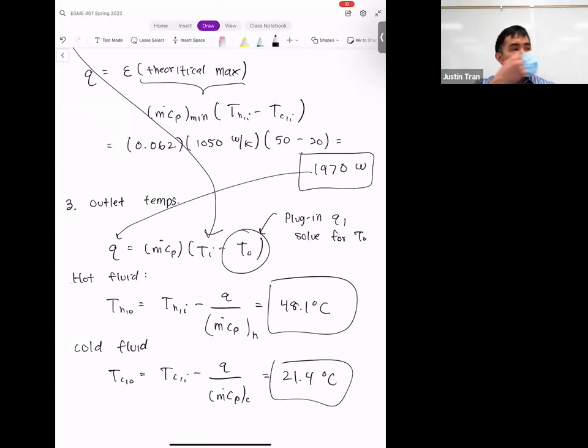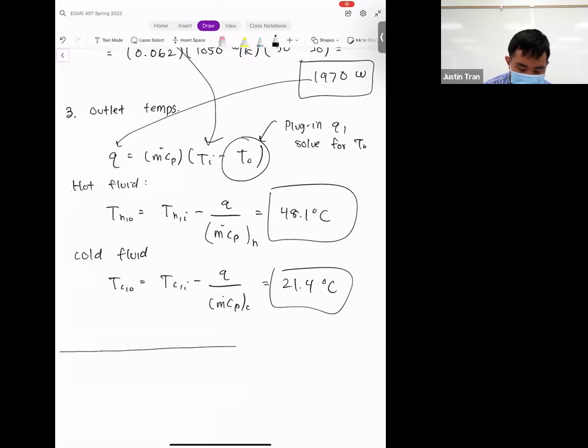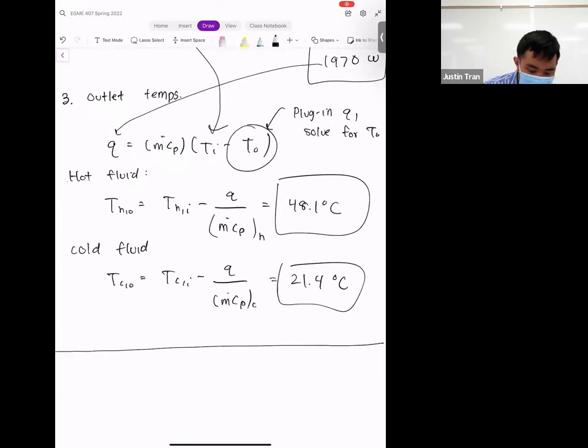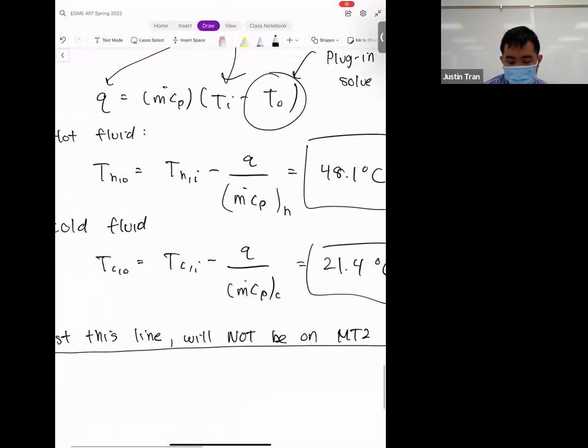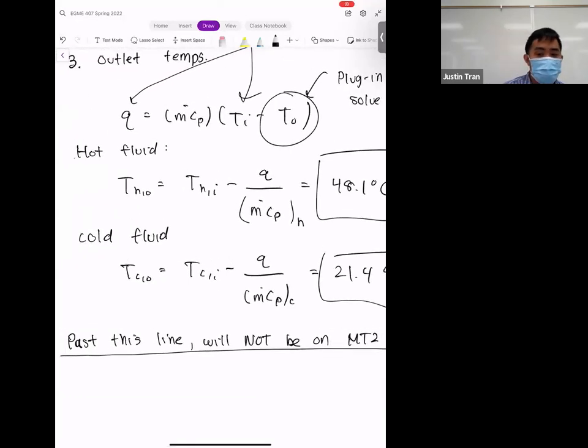All right, any other questions on this example before we move on to radiation? Okay, that's it for convection. Let me go ahead and draw a line right here. Anything past this line will not be on the midterm. But you can expect it on the final, so don't turn your brain off, and keep paying attention. Just keep in mind that our midterm is only going to be for convection.